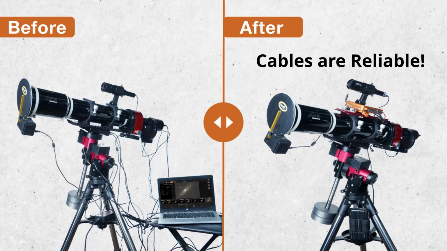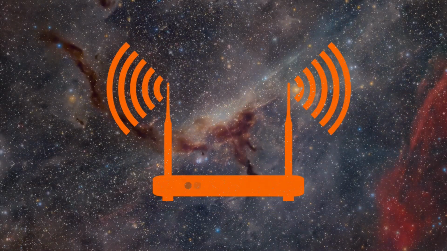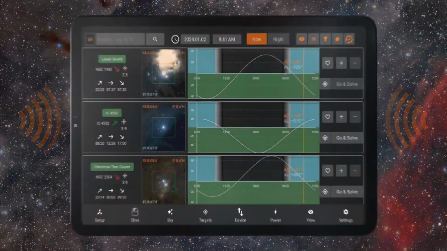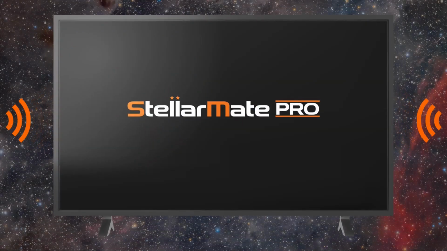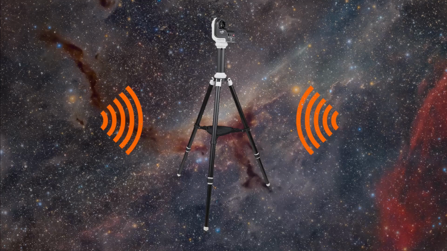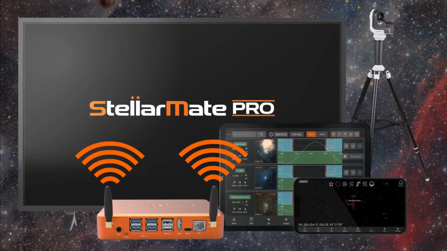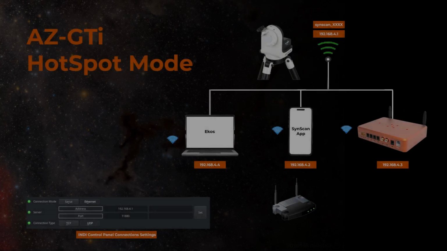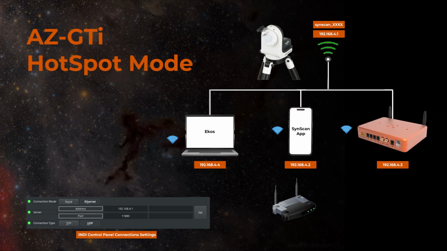At any rate, if you insist on connecting to a Wi-Fi network, then what you need to understand is that all devices must be on the same network in order to talk to each other. So this includes StellarMate, mount, tablets, any device you use. In the first mode we're going to talk about, which is the most popular mode, the mount is acting as the hotspot or as the main router where all other devices are connected. For this example, we'll be using the SkyWatcher AZ-GTi mount, but this tutorial is applicable to all Wi-Fi mounts.